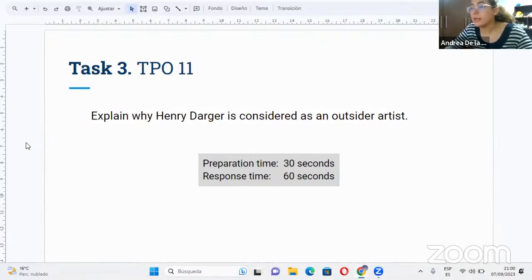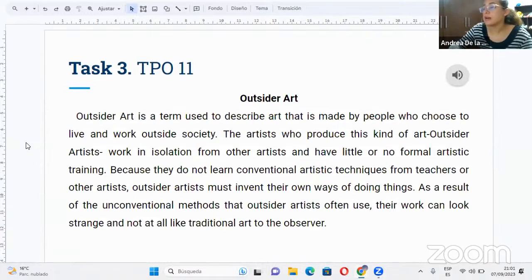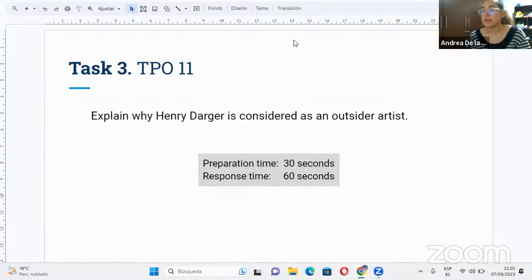Okay. What is the concept? It says outsider art. What's outsider art? It says it's art that is made by people who choose to live and work outside of society, right? And the artist that produces this kind of art is called an outsider artist. So we would have to say, according to the reading passage, an outsider artist is one that chooses to live and work outside of society and produces unique types of work, maybe.